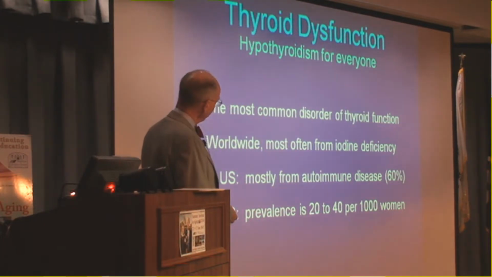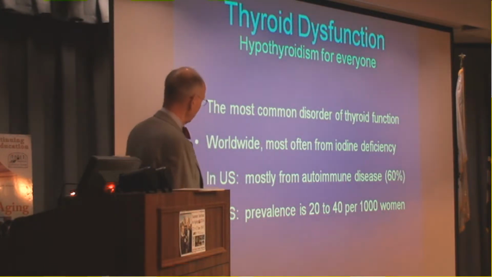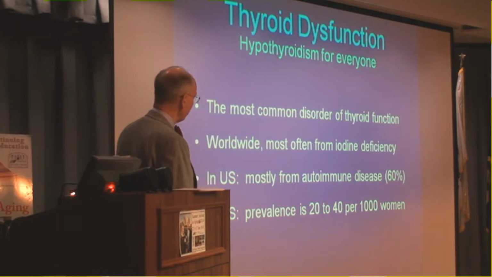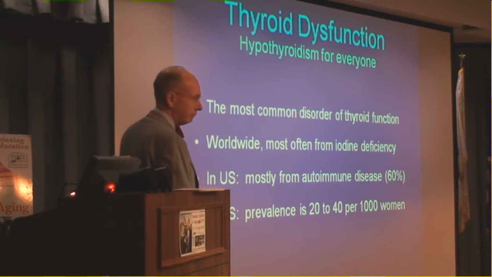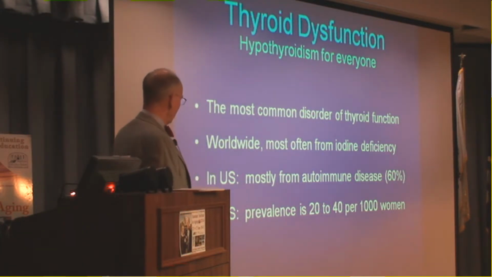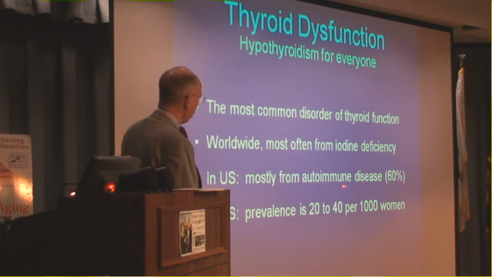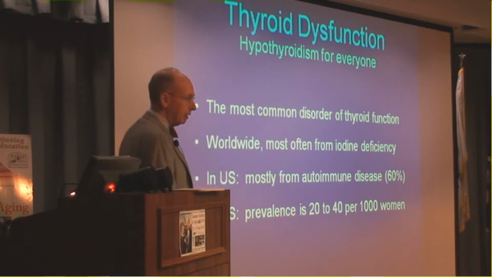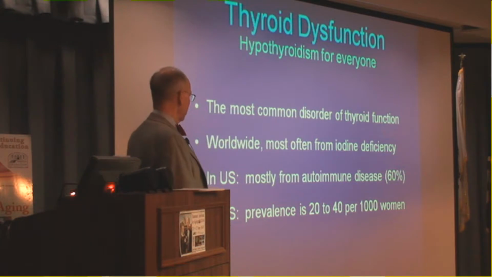Hypothyroidism for everyone. If your thyroid is low and sluggish, that's the most common disorder of thyroid function. Iodine deficiency we see worldwide, but we never see it here in the U.S. But if you have hypothyroidism and you're a younger person, you might have autoimmune disease. You might have a disease, Hashimoto's thyroiditis, that attacks your thyroid and destroys it.